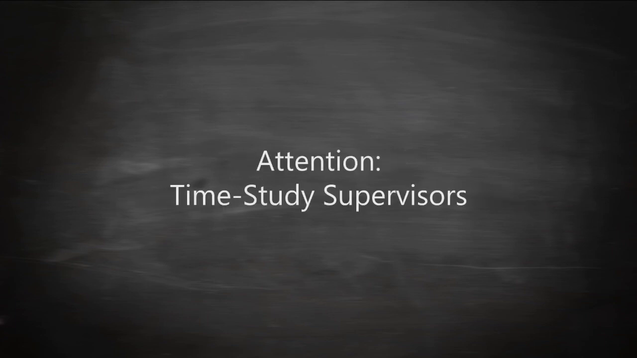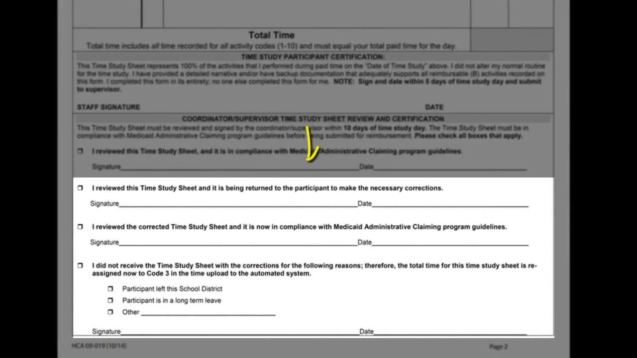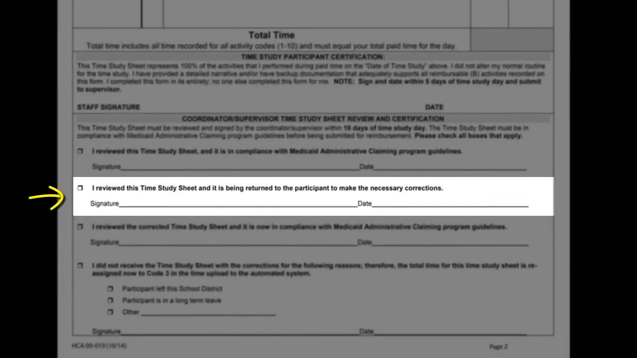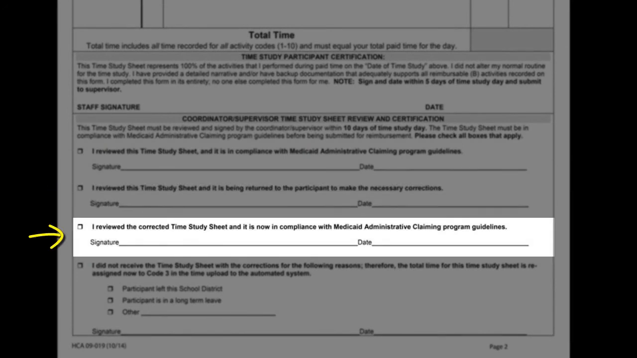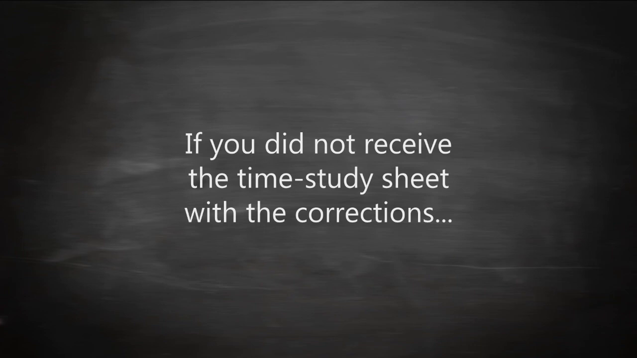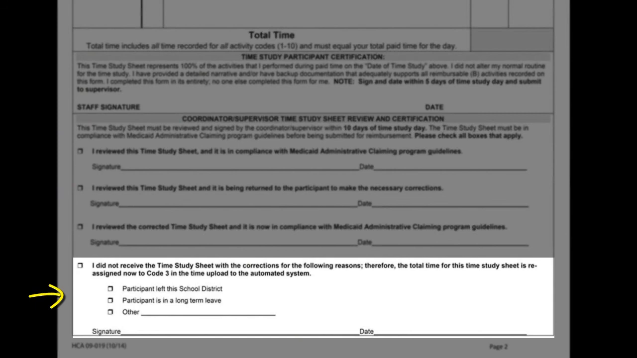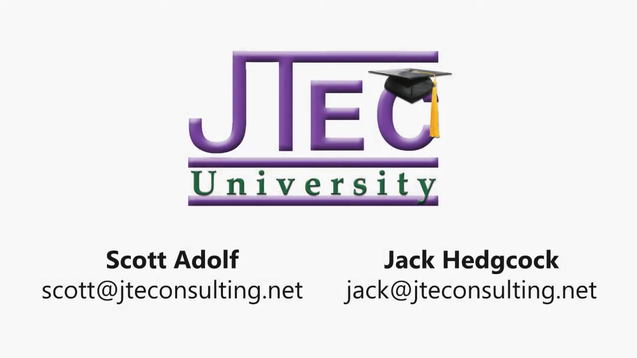Attention time study supervisors. Please note that the Healthcare Authority made a minor change on the signature requirements at the end of the time study sheet beginning the winter quarter, December 2014. If for some reason that you need to return a time study sheet to a participant for corrections, you need to sign and date when you returned it to them. After you have received the corrected time study sheet from the staff member, you need to sign and date that it's been completed as now in compliance. If for some reason you did not receive the time study sheet with the corrections, you need to check the appropriate box and then sign and date it. You will see that on the bottom of the time study sheets.